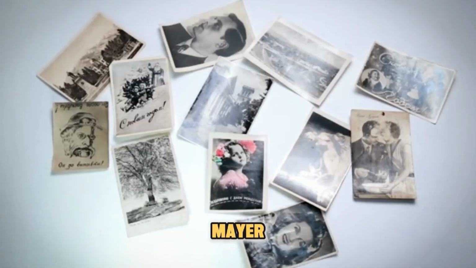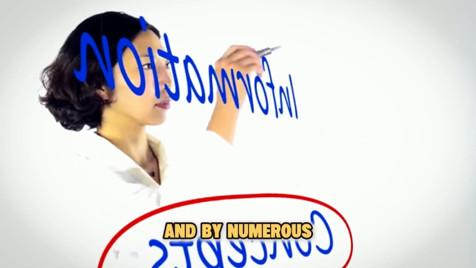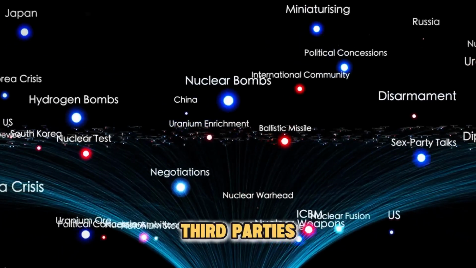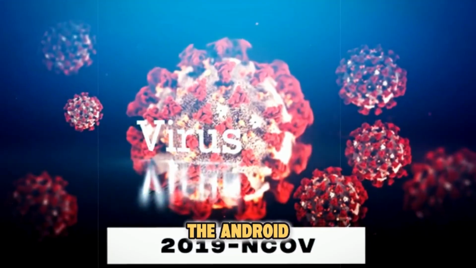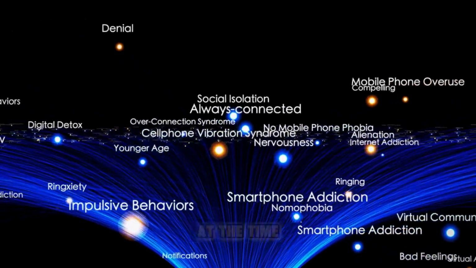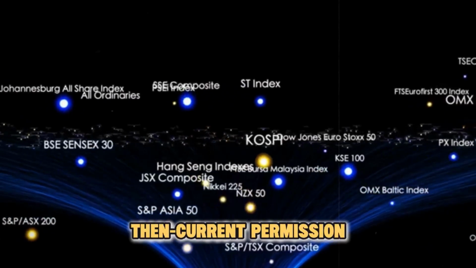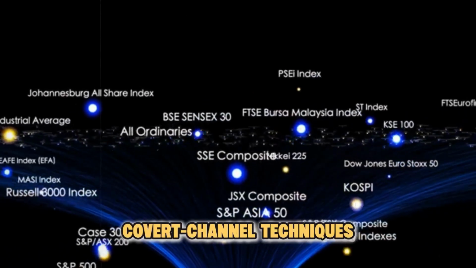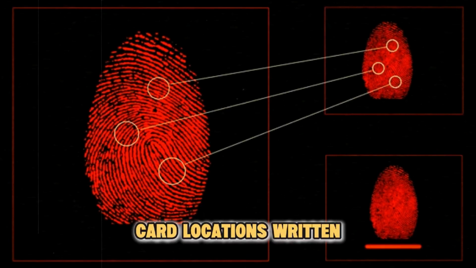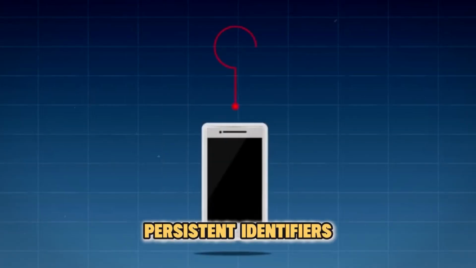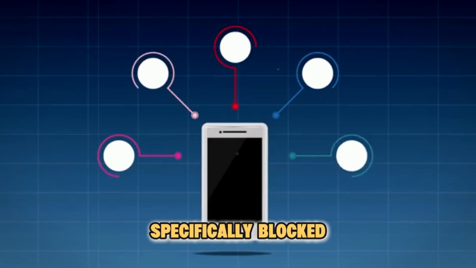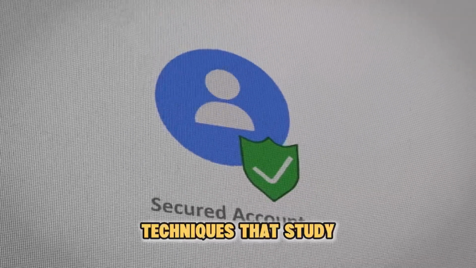Research by Jonathan Mayer, by Serge Egelman's team at ICSI, and by numerous independent researchers has documented the flow of data from mobile apps to third parties. The 2019 ICSI study of the Android ecosystem found that thousands of apps collected and transmitted data in ways that, at the time, circumvented the then-current permission model through side-channel and covert channel techniques. Some used fingerprinting. Some read data from SD card locations written by other apps. Some extracted persistent identifiers from system properties in ways Google had not specifically blocked. Google has since closed many of the specific techniques that study exposed.